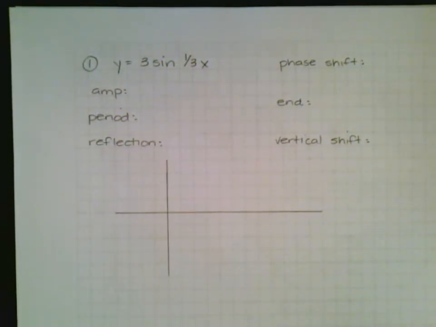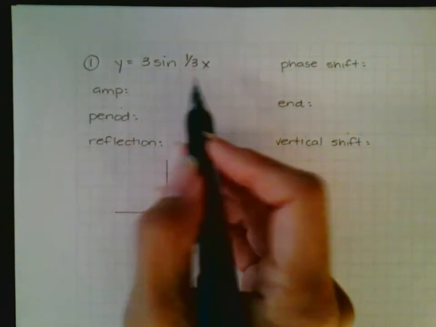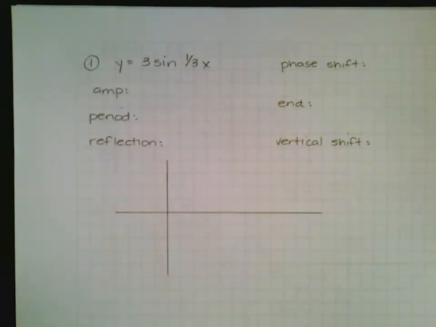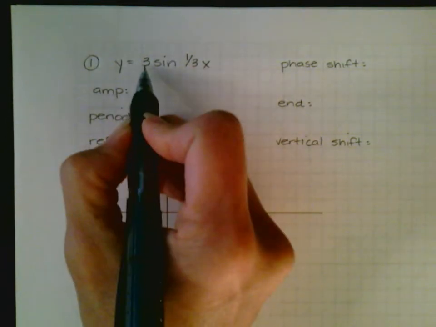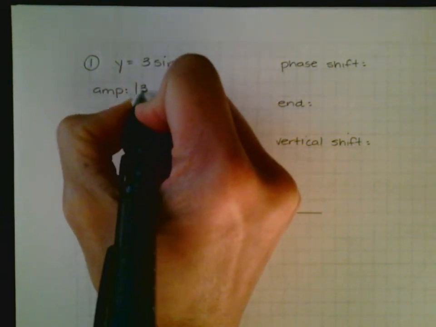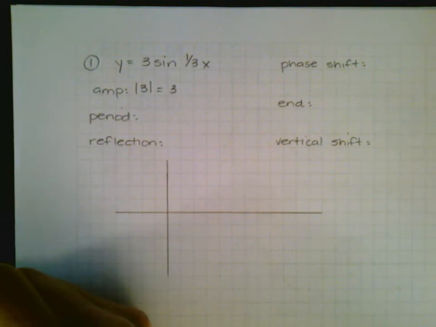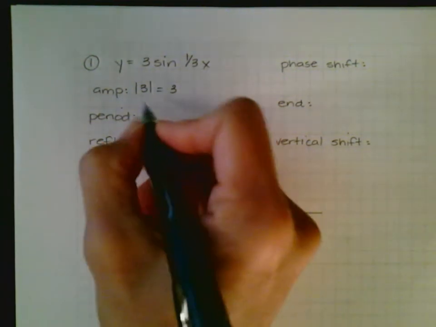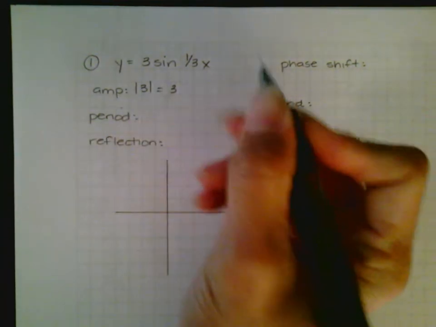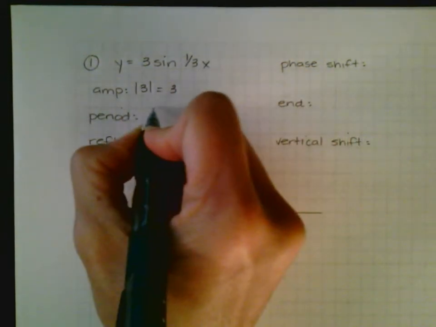All right, so here is our first graph, 3 sine 1/3 x. So let's start off with our amp value. Our amp value is going to be the coefficient of our sine. So we are going to take the absolute value of 3. In this case, it's going to be our 3. The period length is going to be, let's do 2 pi. You can do 2 pi or 360 in this case. I'm going to do 2 pi.